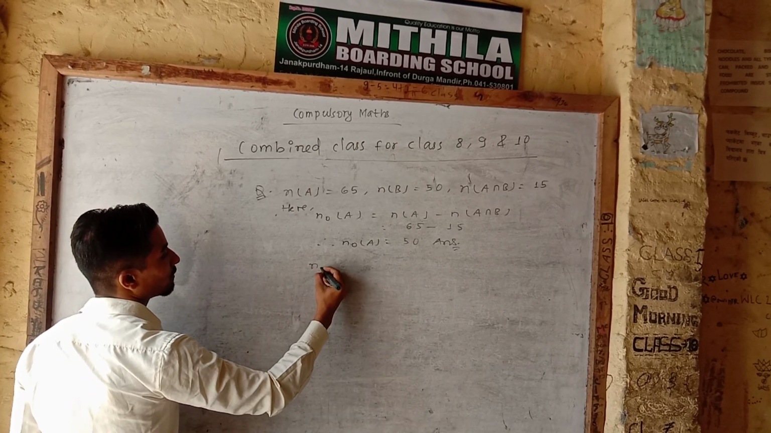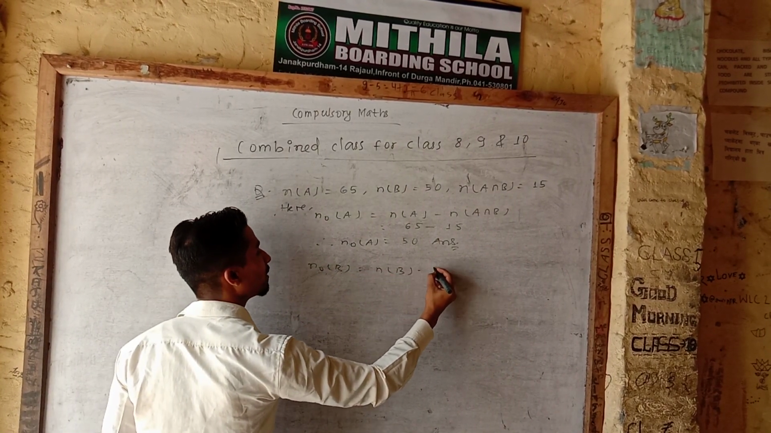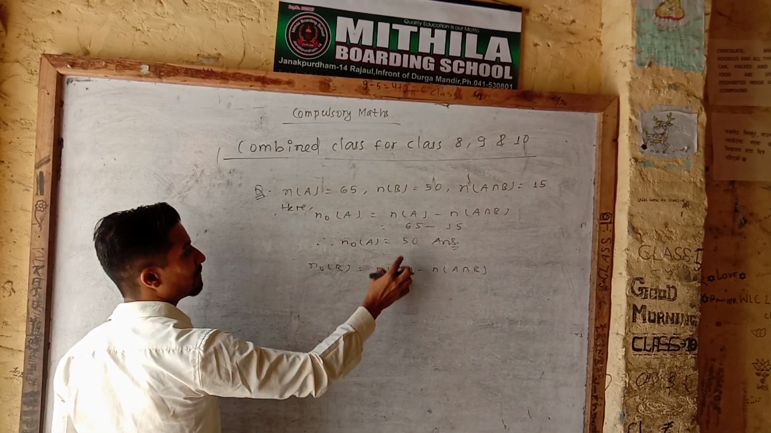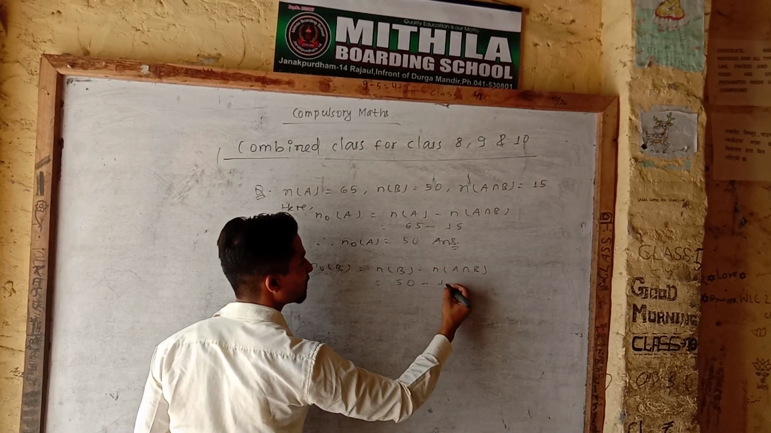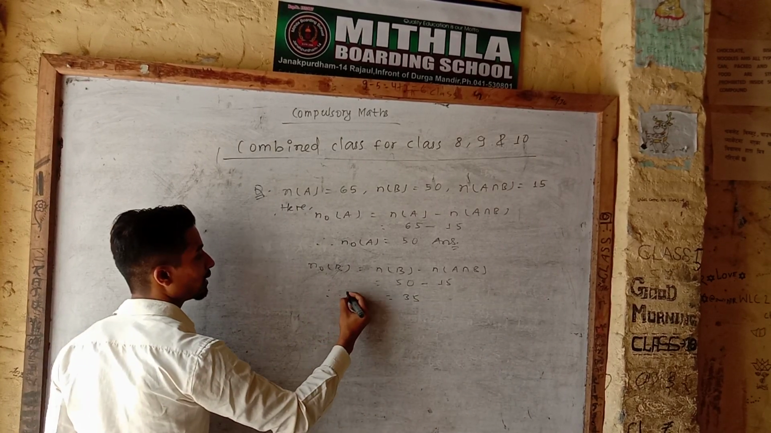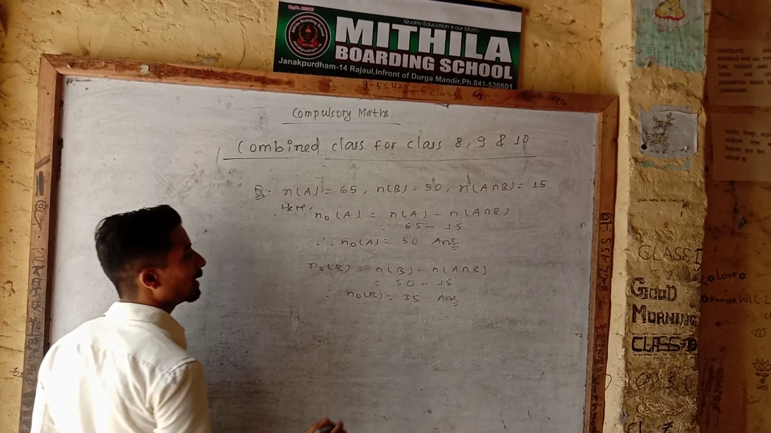Similarly, if we are going to find N only B, then that will be N(B) minus N(A intersection B). What is the value of N(B)? We have here 50. So 50 minus N(A intersection B), which is 15. 50 minus 15 is 35. That will be your N only B. In this way, we can find the only sets.